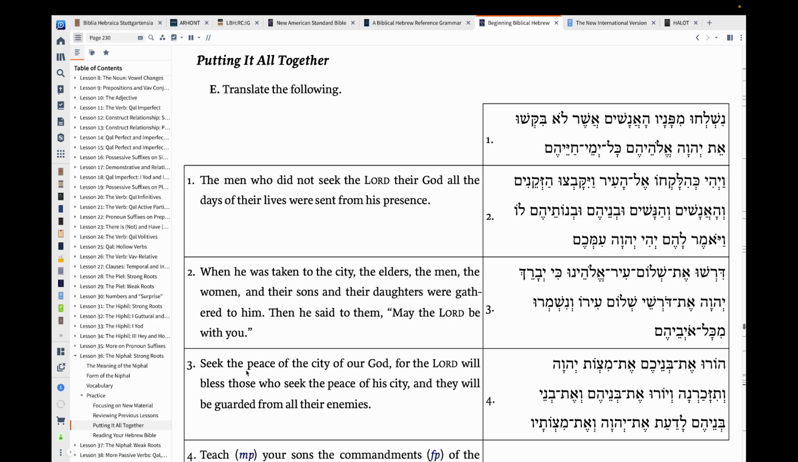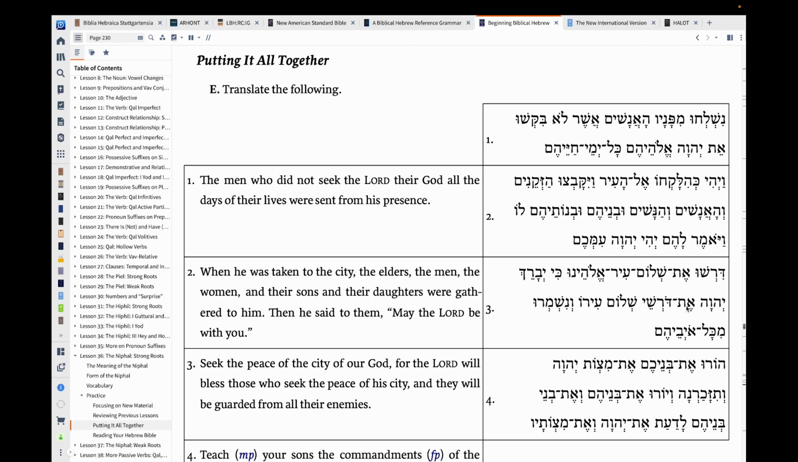Down in sentence 3, we've got seek the peace of the city of our God. That's what we had. Seek the peace of the city of the God of us, or our God. 4, we said because Adonai, the Lord, will bless the seekers of the peace of the city of him.